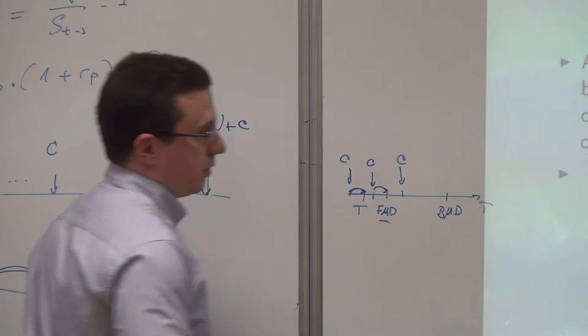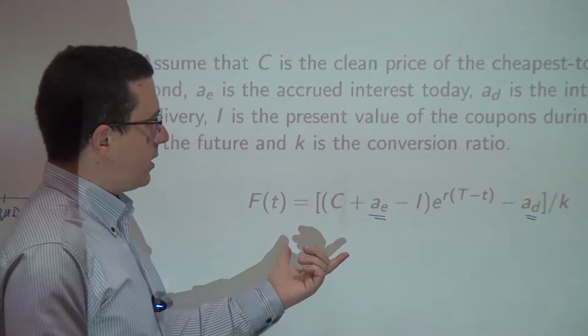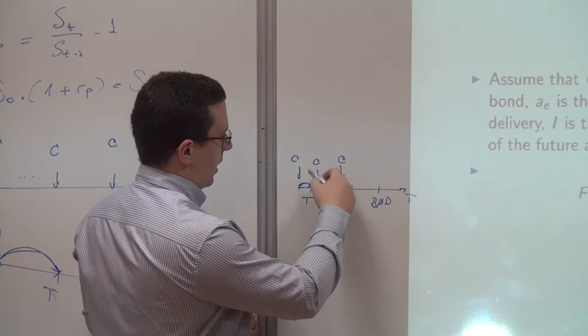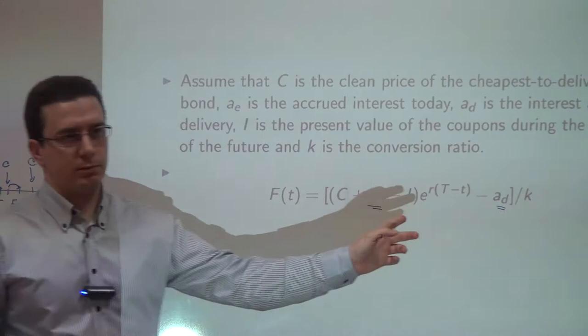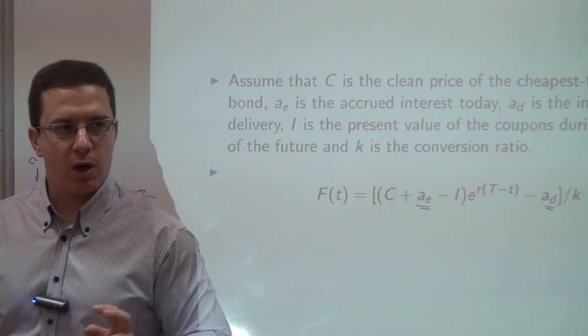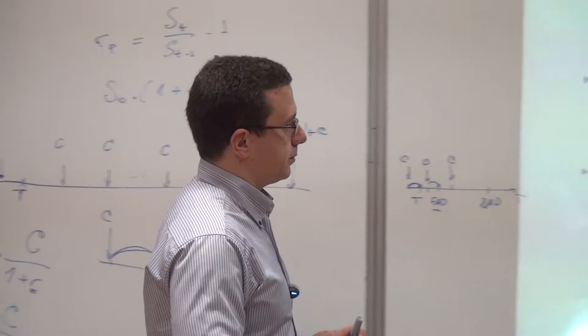And when we calculate this, basically this would be the present value of the cash flows during the life of the future. So we're only kind of looking at this coupon payment here. And then we scale it with the conversion ratio. So if you built a bond that has a conversion ratio of 1, you don't actually need to solve for this. You actually take the bond price and just jiggle with that a little bit.